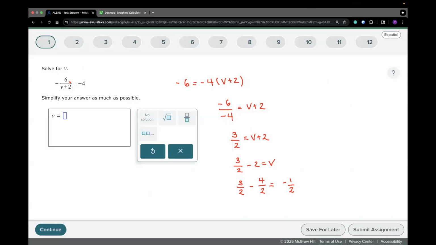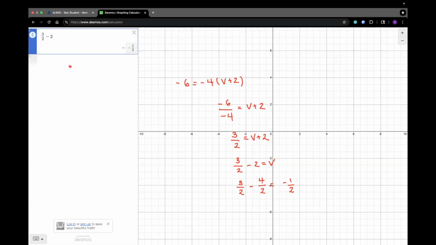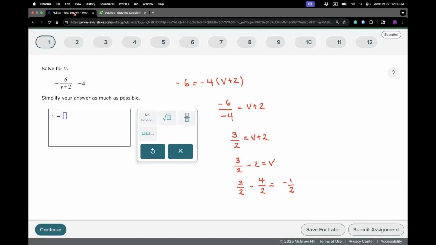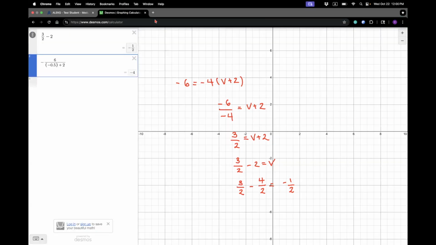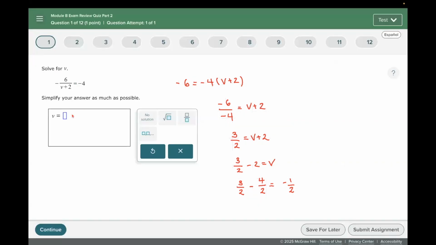Another thing we can do to check our work is we said, well, V is -1/2. So if I take, let's do -6 over, now V we said was -1/2, and then plus 2. Notice we get -4. So that's how we can check that we solved it correctly. So here I'll just write -1/2.